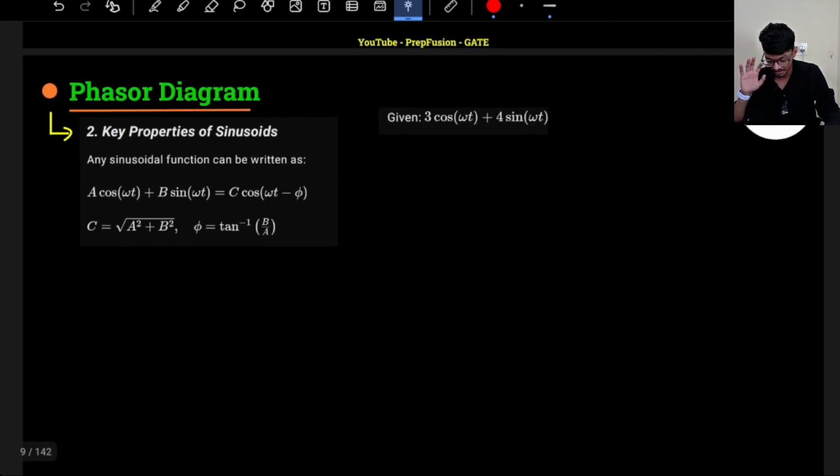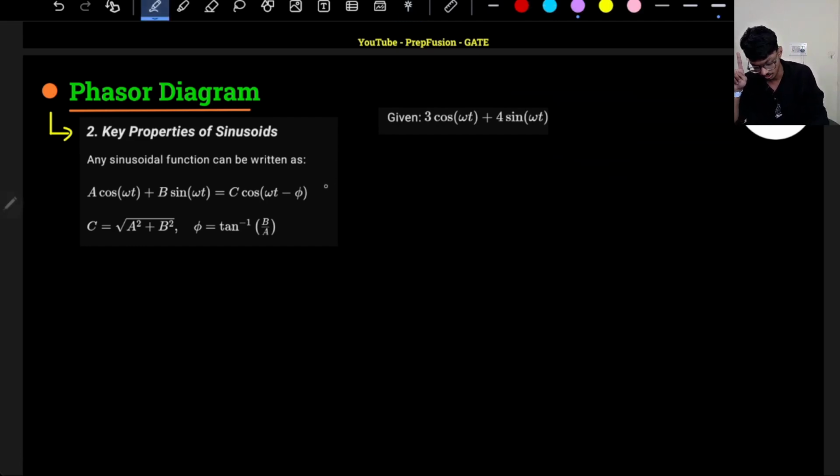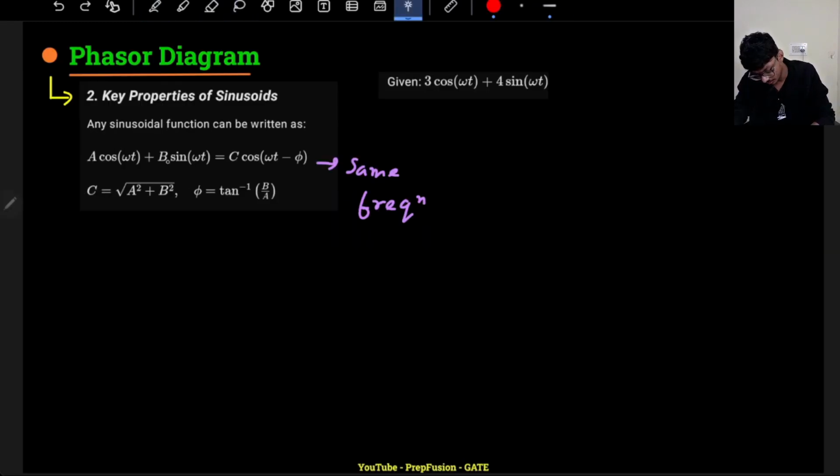Another key property of sinusoids is that if I have two sinusoids of the same frequency, and remember they need to have the same frequency, you can use this formula. Basically, they are phase shifted by 90 degrees. Cos and sine are phase shifted by 90 degrees.